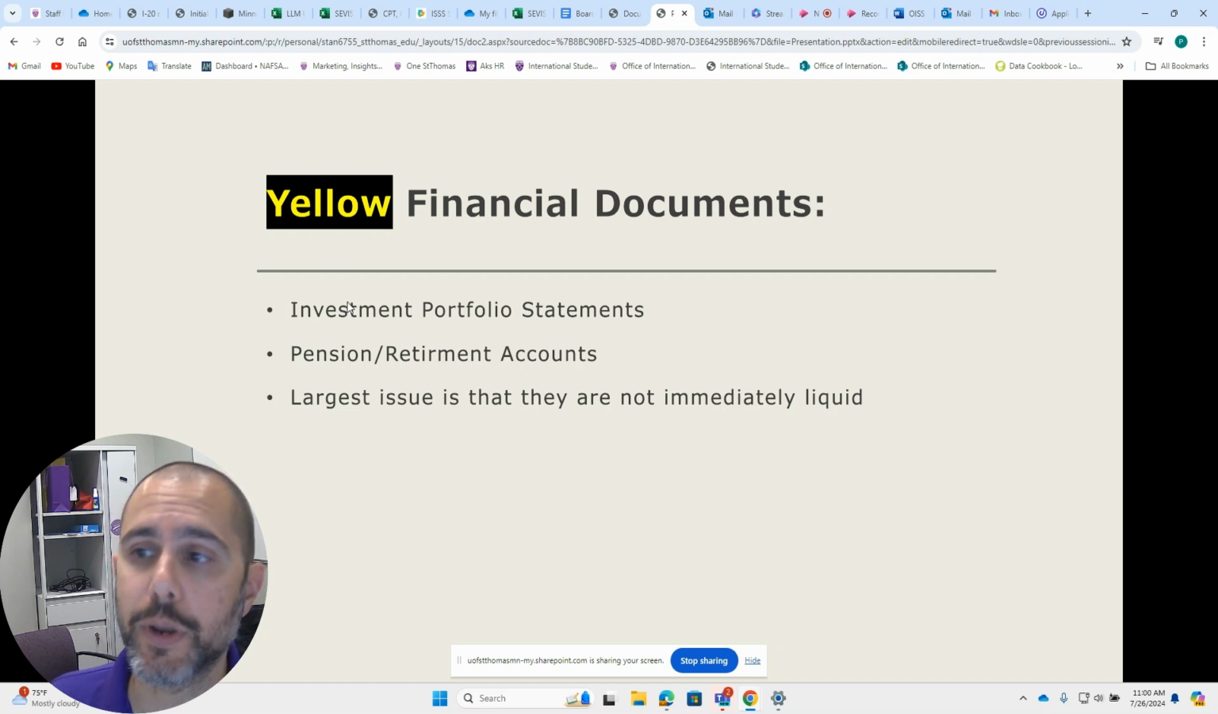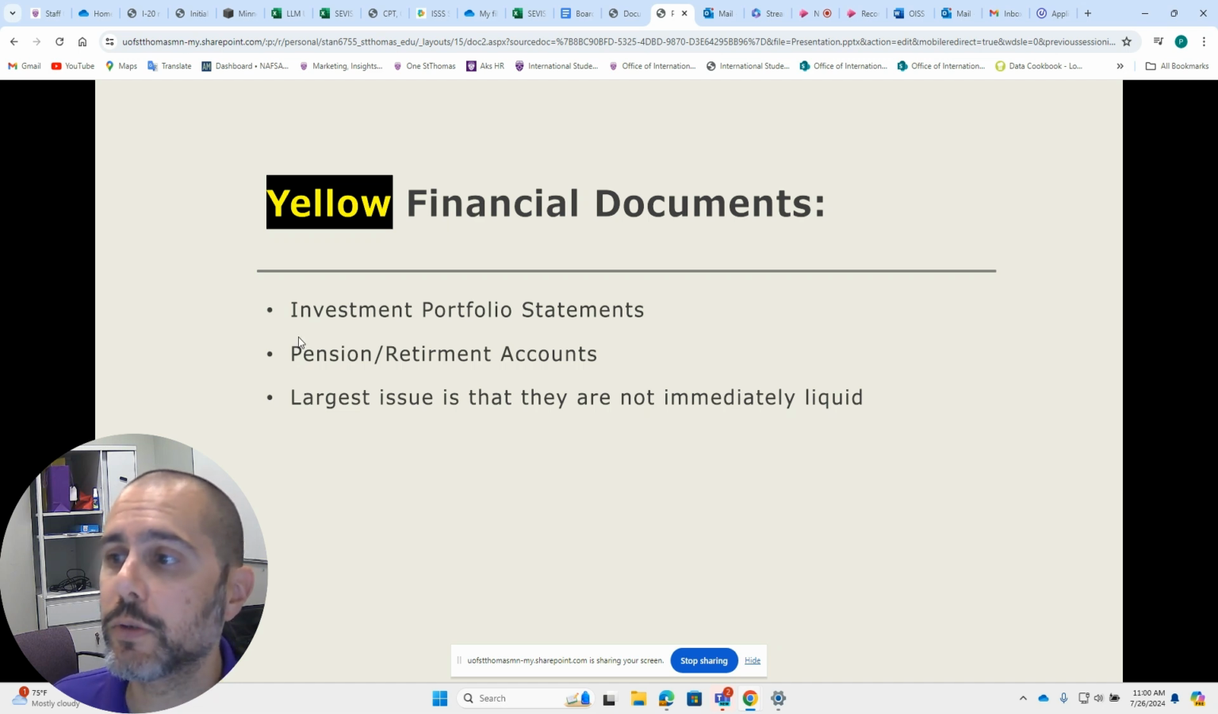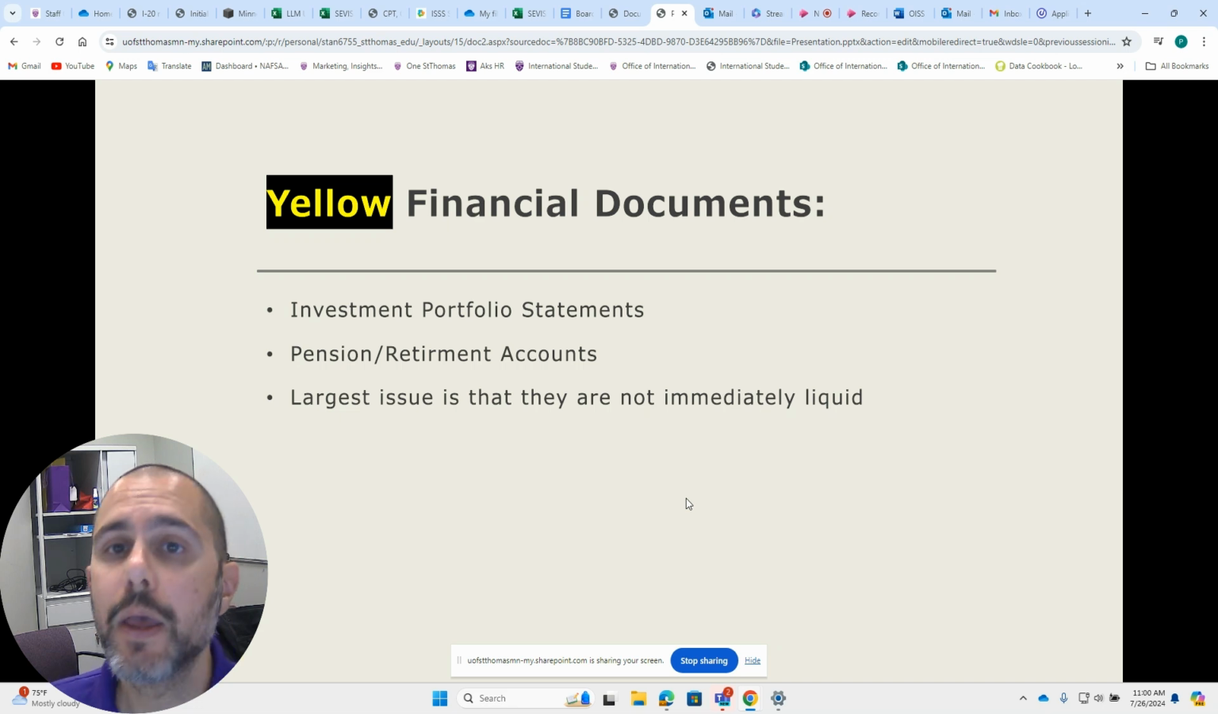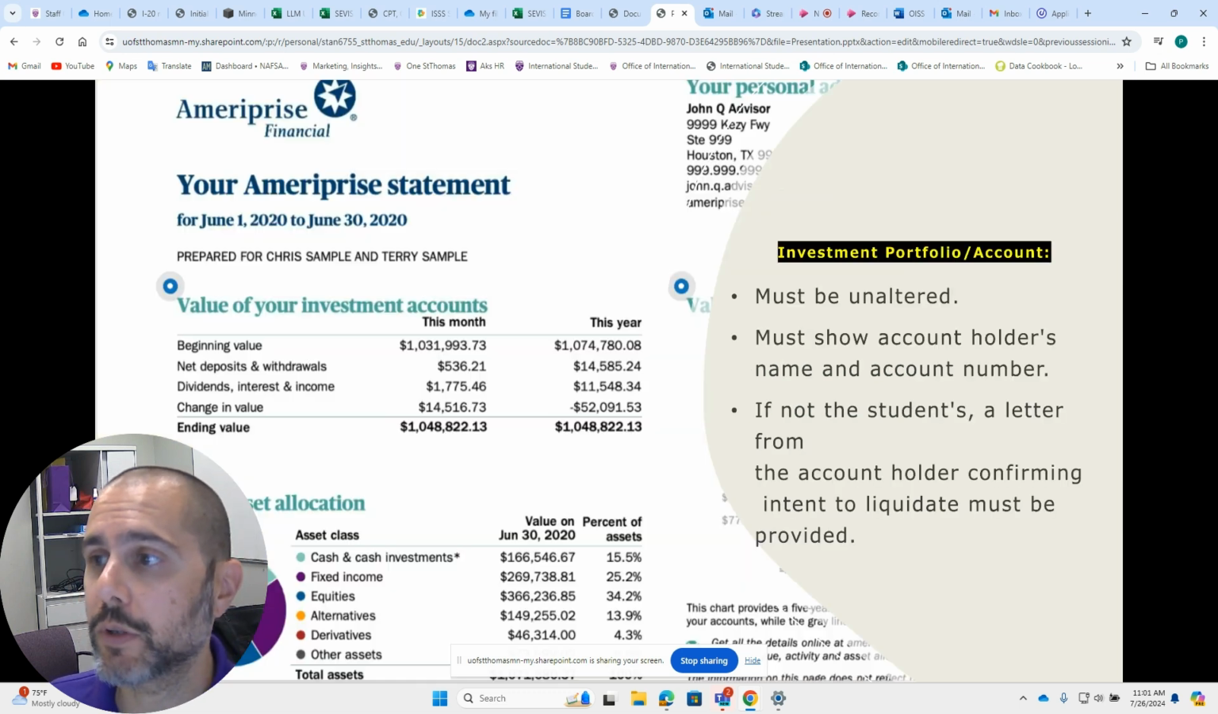Let's talk about yellow documents. Yellow documents are more difficult. They will take you longer to get your I-20. Yellow documents include investment portfolios, pension or retirement accounts, and the problem with these types of documents, even though students often try to use them, is that they are not immediately liquid. In other words, they are representational of wealth you have tied up in a marketplace or with a pension account, but there are a lot of steps in order to withdraw that money. So they are not liquid. So let's talk about them.